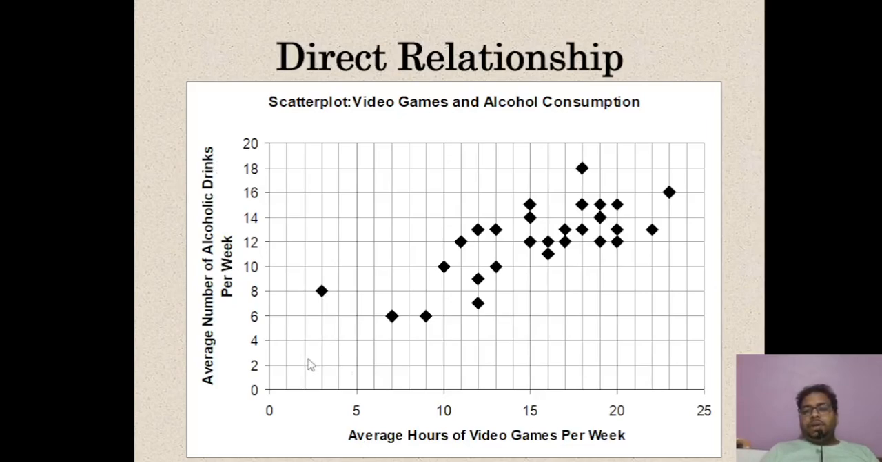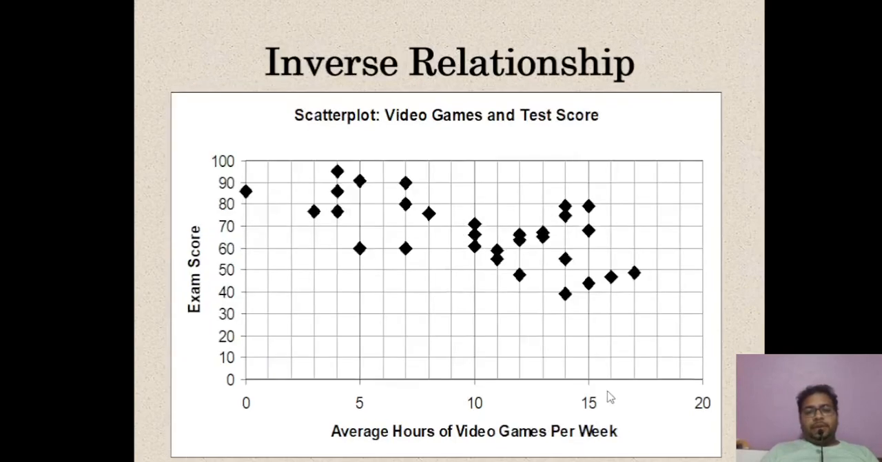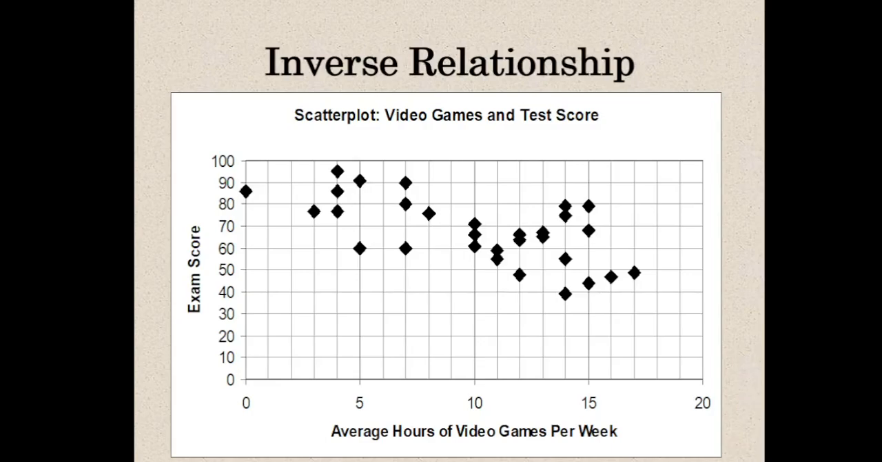तो clearly क्या समझ में आ रहा है? That number of hours of video games increasing, the number of alcoholic drinks so is the case. Okay, so let's see the another case. Suppose we compare video games with the test score. Video games with the tests. Now, if you compare video games with the test score, let's see.